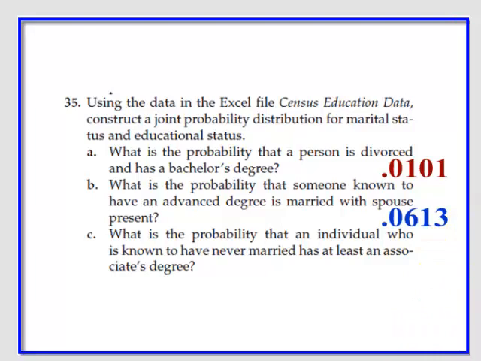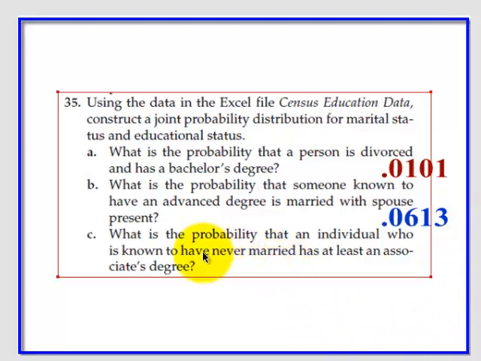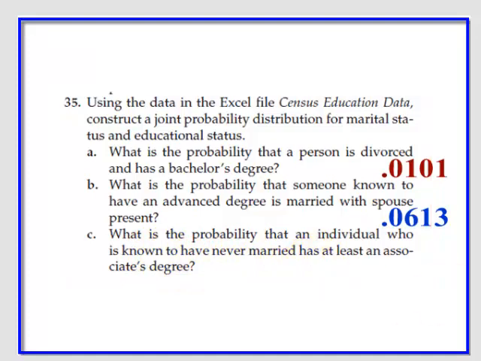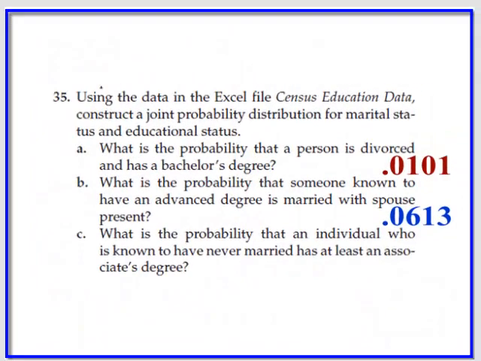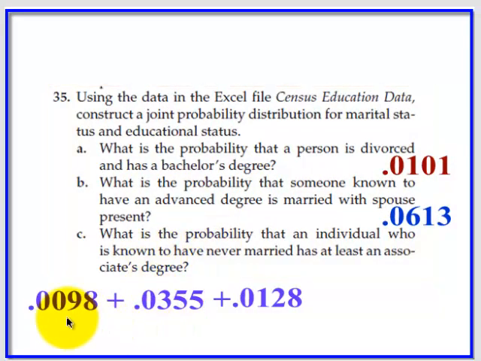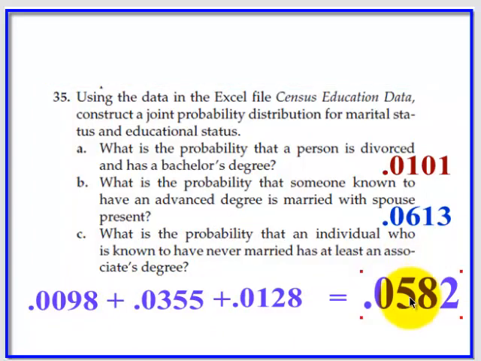And last but not least, here comes the hard one. What's the probability of an individual who has known to have never married and at least an associate's degree? So never married and at least associate's degree. Never married, that's this guy. And at least associate's degree are these three. Okay? So it's an associate's degree or a bachelor's degree or an advanced degree. So when you hear yourself saying the word or, you're going to add up the probabilities. There's the probabilities. We're going to come up with the big chimichanga. So there's the probability of answer C. So that answers all the questions.